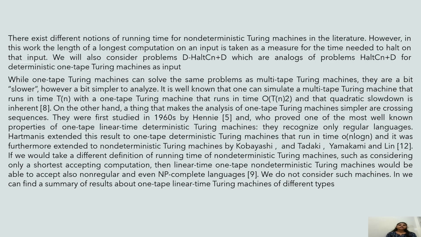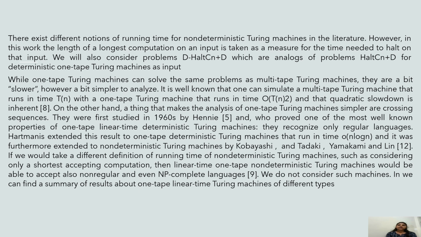There exist different notions of running time for non-deterministic Turing machines in the literature. However, in this work, the length of the longest computation on an input is taken as the measure for the time needed on that input. We will also consider problems D-HALTS Cn plus D, which are analogs of the problems for non-deterministic or deterministic one-tape Turing machines as an input. While one-tape Turing machines can solve the same problems as multi-tape Turing machines, they are a bit slower, however, a bit simpler to analyze.